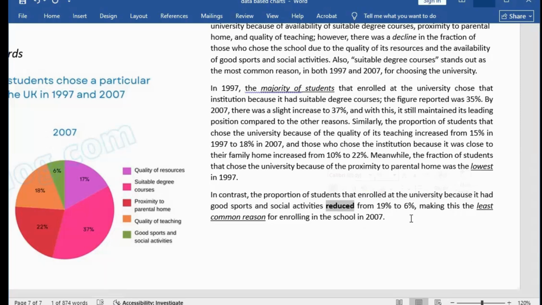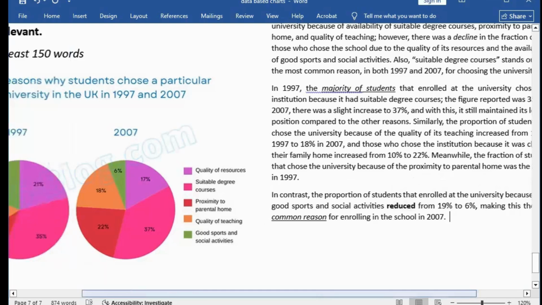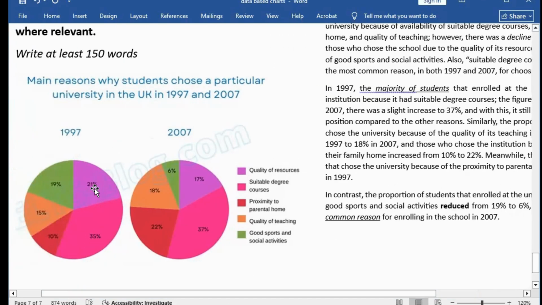Ladies and gentlemen, this is how you structure your report. You must take time to study the charts, look for the categories that increased, look for the categories that reduced, and then you follow through like that. So I've written about the color green, which is good sports, and then let's look at the purple one now.